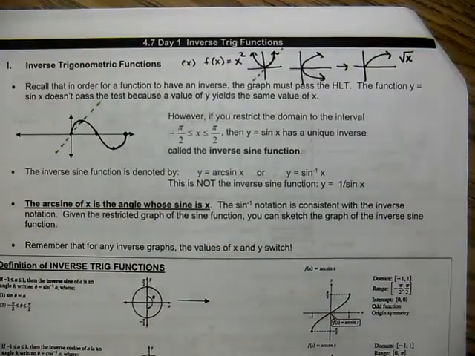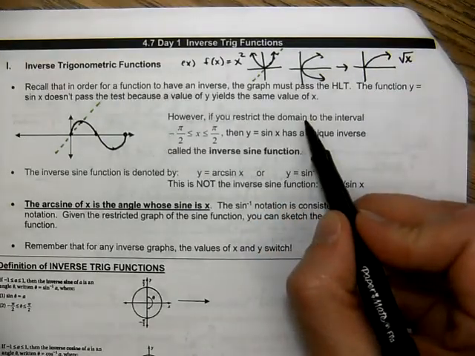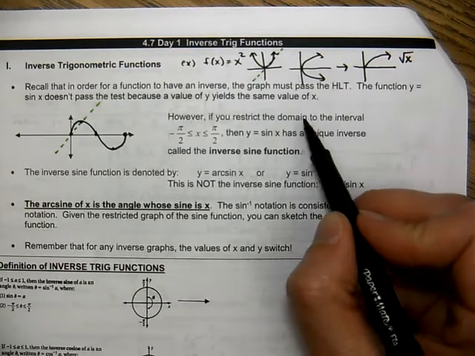So that's what we're doing. We are throwing out some of the graph. We are going to restrict the domain. And by restricting the domain, that means our answers will come from a much smaller set of numbers.